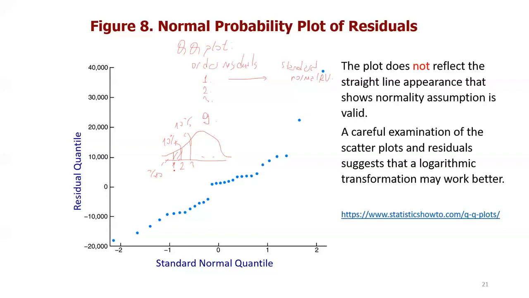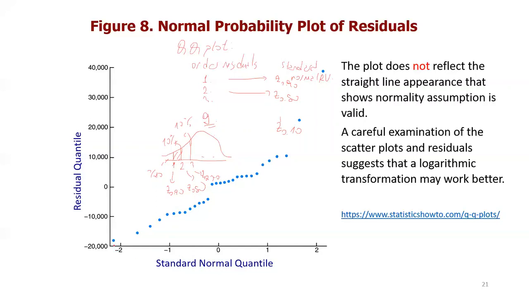Then I just find the corresponding z value. So I find z sub 0.90. Here I find z sub 0.80. Here I find z sub 0.70, and so on. Since there are 9 residuals here, for the first one I find z sub 0.90, for the second one z sub 0.80, and at last I find z sub 0.10. And then plot them here.